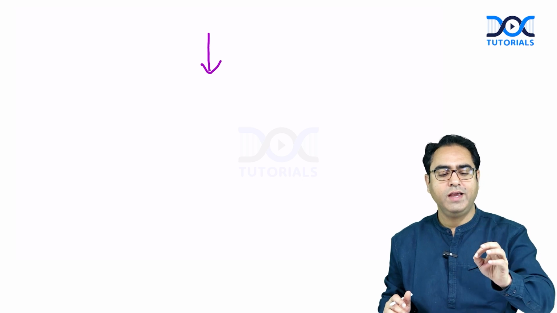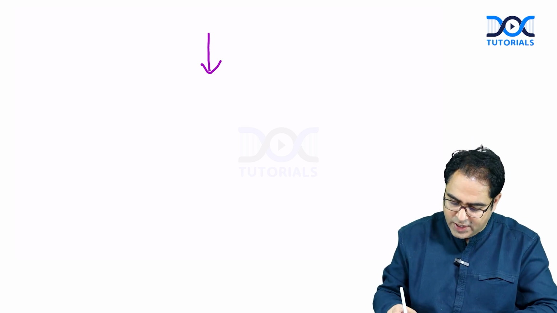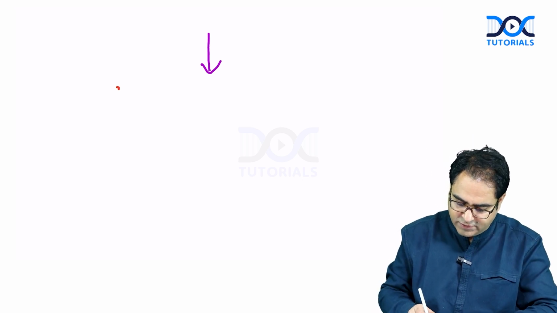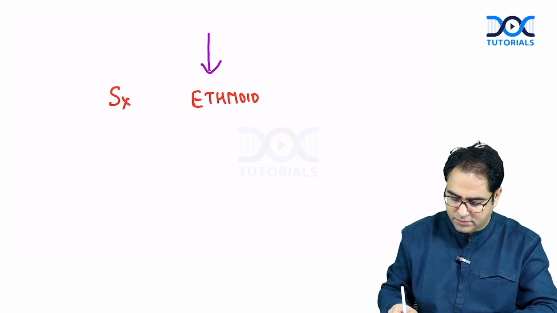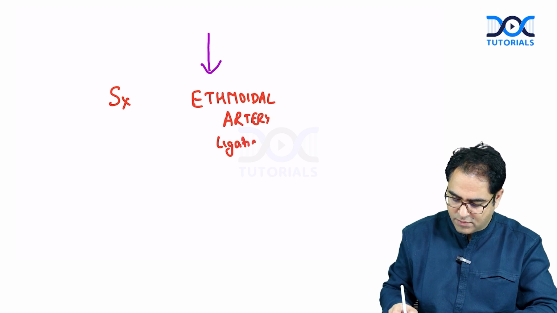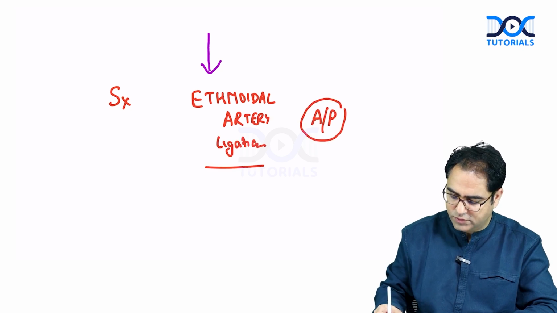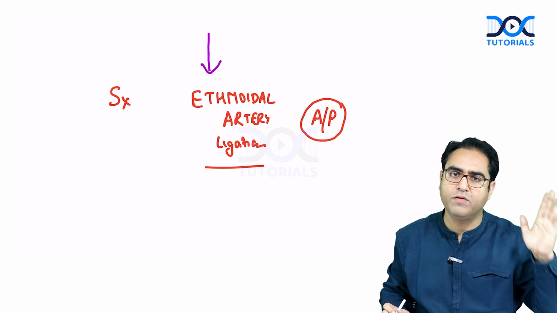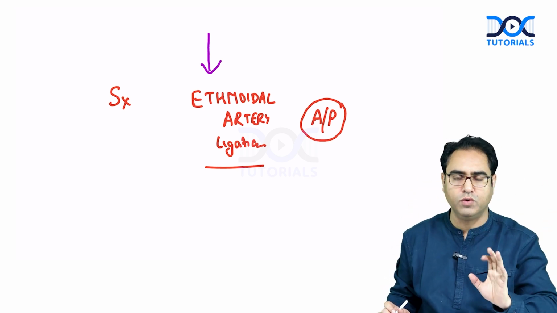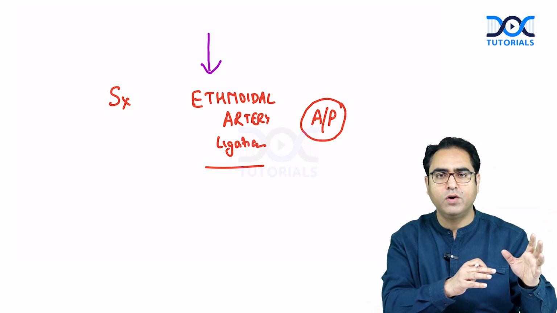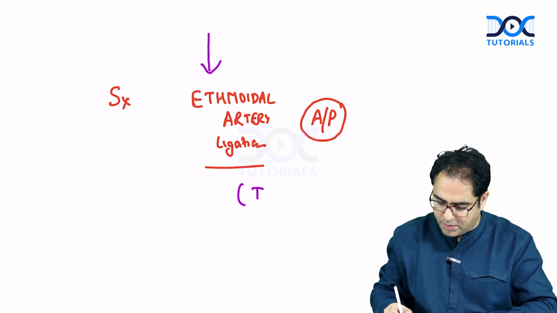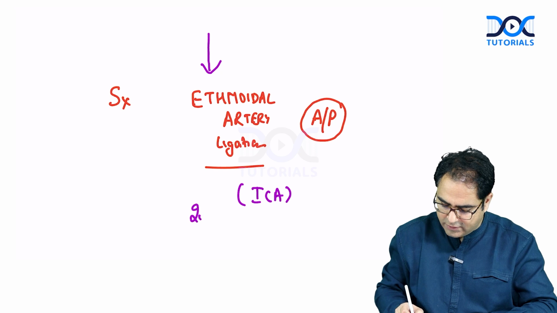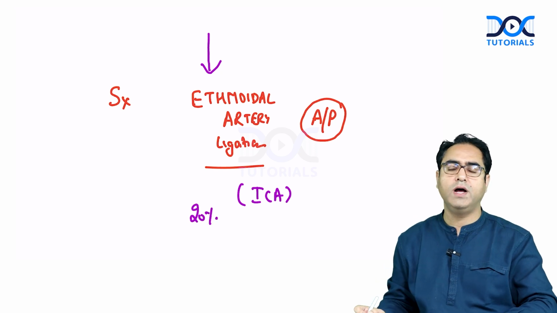So if ECA ligation failed to control bleeding, then the next management is again a surgery, the ethmoidal artery ligation. Anterior, posterior, both. Don't worry, all these ligations are done only on one side. The other side circulation will supply this side also. So if ECA ligation failed to control bleeding, the next management is ethmoidal artery ligation, because this is coming from the ICA territory, and that is giving 20% of circulation to the upper part of the nose.